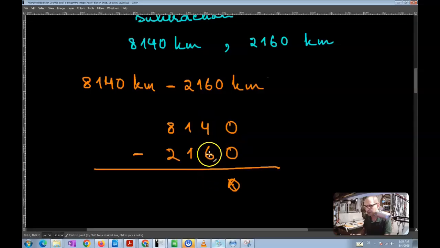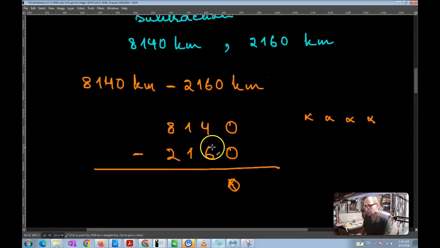Now what is 4 minus 6, for example, over here? Which is of course not possible, meaning that you have 4 groups of 10 over here, and from these groups of 10 I want to take away 6 groups of 10. So that's not possible, right?